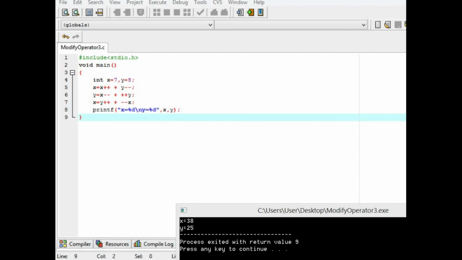I hope you understand now the technical interview based question in C language on modifier operator.